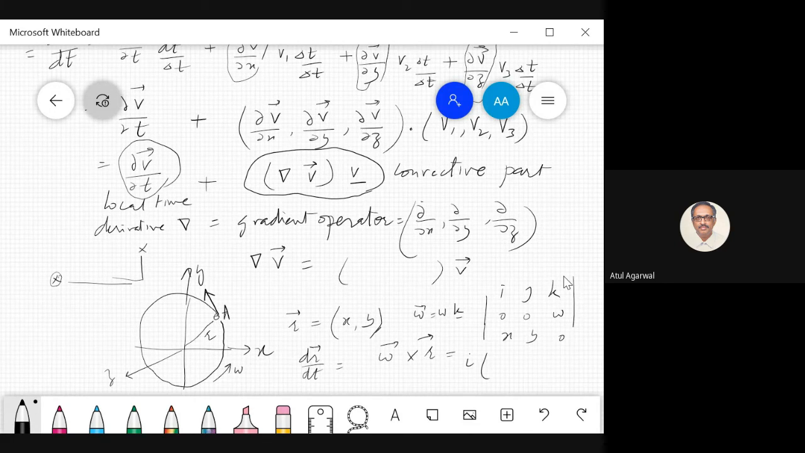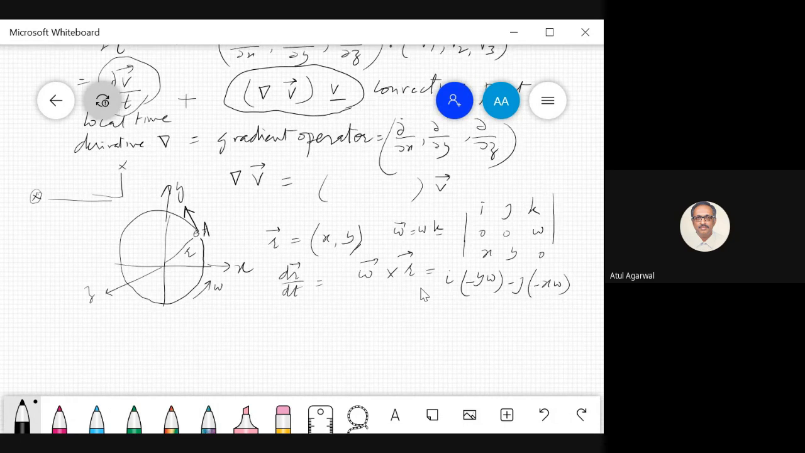i into minus y omega, j into minus x omega, so you get minus omega y in i plus omega x j. This is the velocity. Also, you know velocity is tangential to this path. So you can also say velocity is equal to omega r tangential vector.